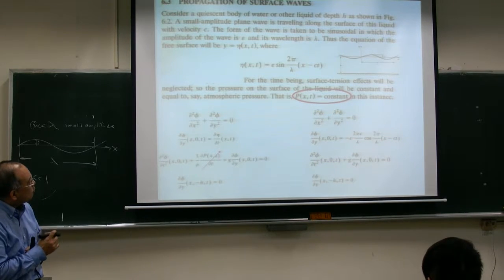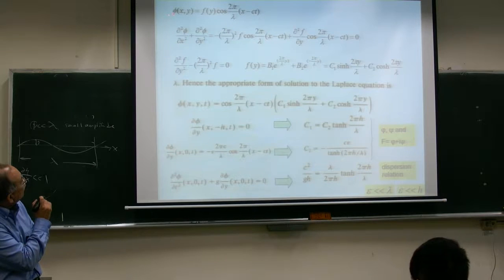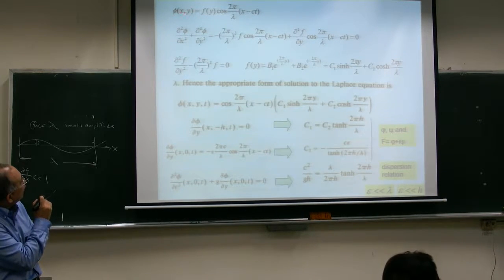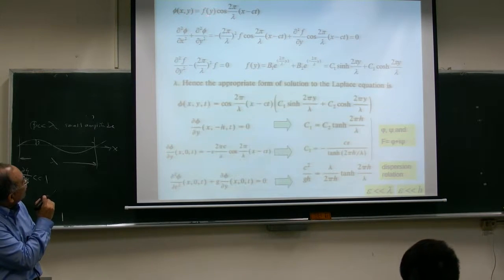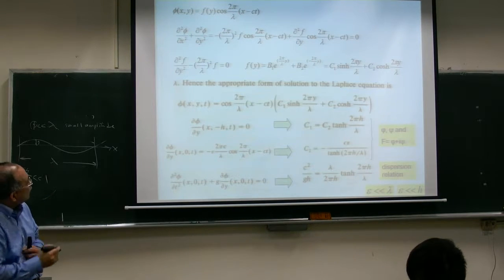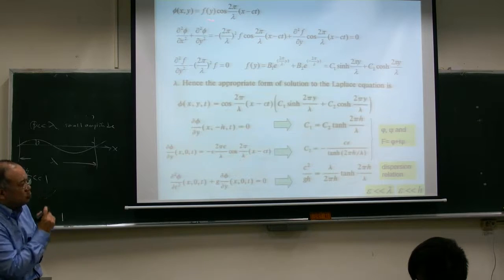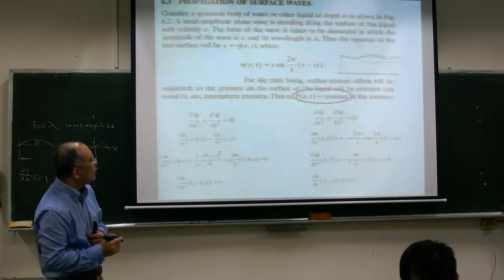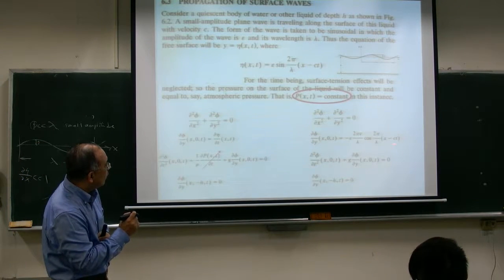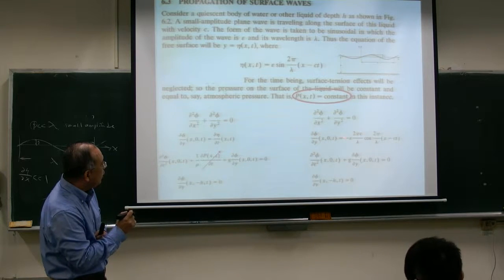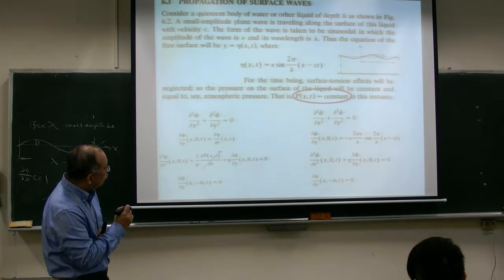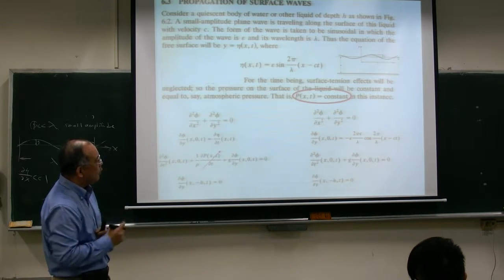So we can assume our phi is a function of x and y, and this is f(y) times a cosine function, cosine of 2 pi over lambda times (x minus ct). And this solution form can be guessed from what? It can be guessed from here, because our phi is a cosine and sine function. Partial v partial y is a cosine and sine function, so I assume phi is also a sine and cosine function.